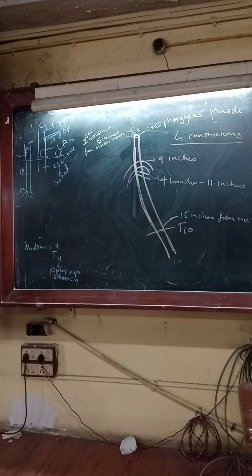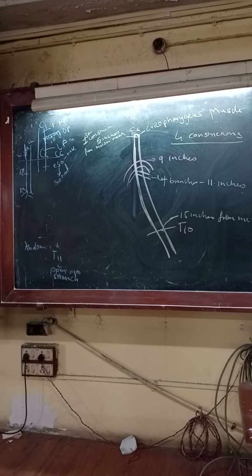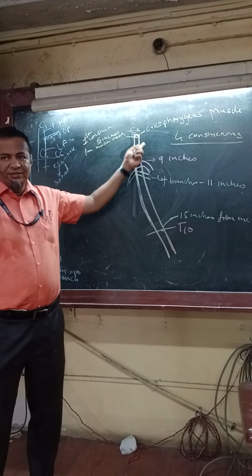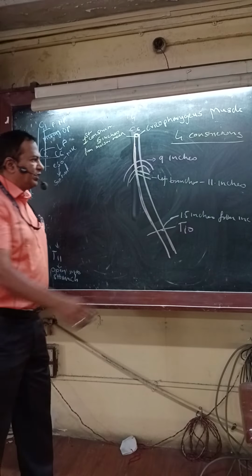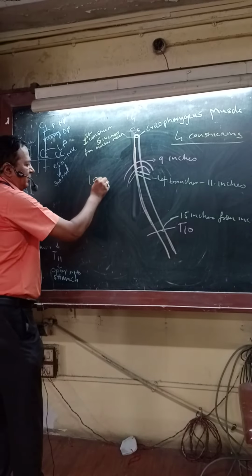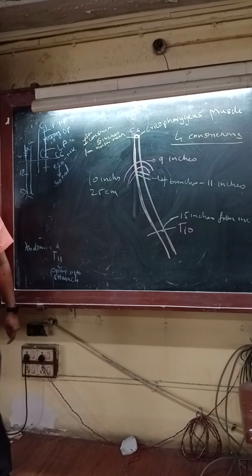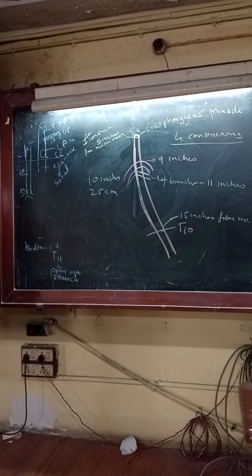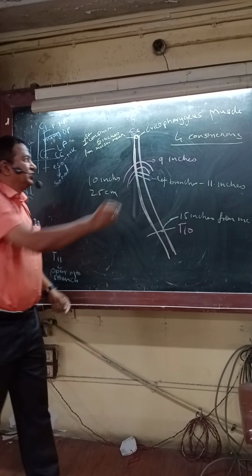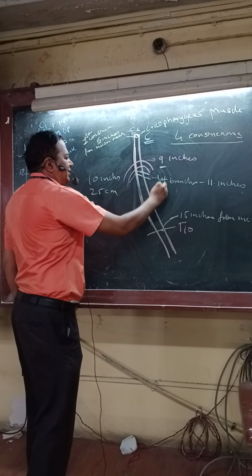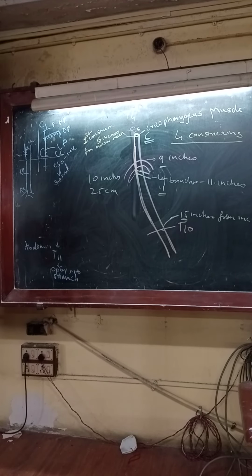The length of the esophagus will be 10 inches. It starts from 6, then 7, 8, and so on up to 15. So the total length of the esophagus is 10 inches or 25 centimeters. So these distances, 6 inch, 9 inch, 11 inch, 15 inch, you have to know in centimeters also.